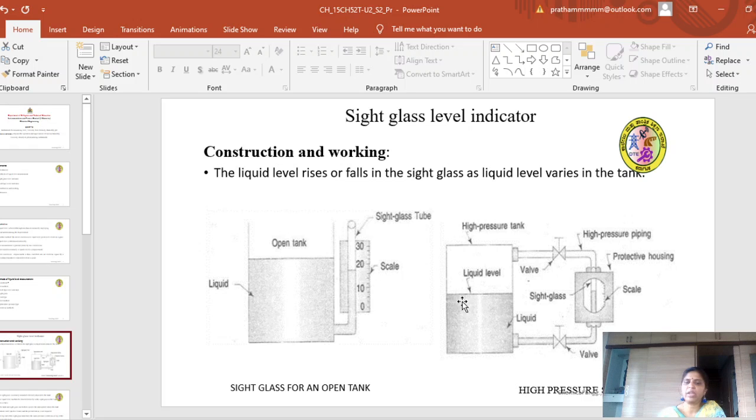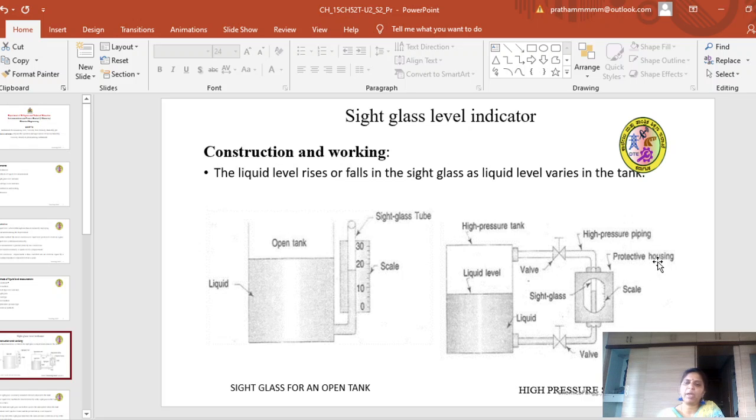Here one more method is a closed tank. In the closed tank you have a closed side glass. Both the ends are closed, connected to the tank whose liquid level you want to measure. So this is a high pressure tank. You have a side glass here. This is the scale in order to read the level of the liquid in the side glass. This is a protective cover so that the side glass should not break, as it is made up of glass or any transparent material.